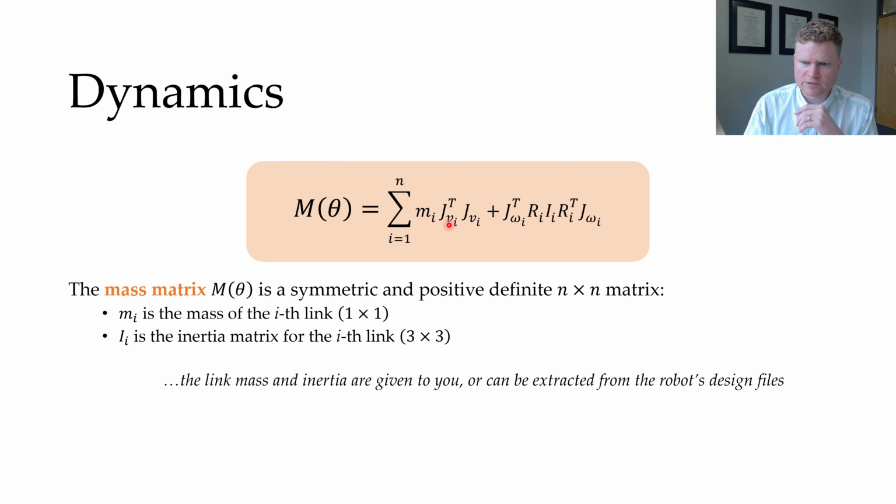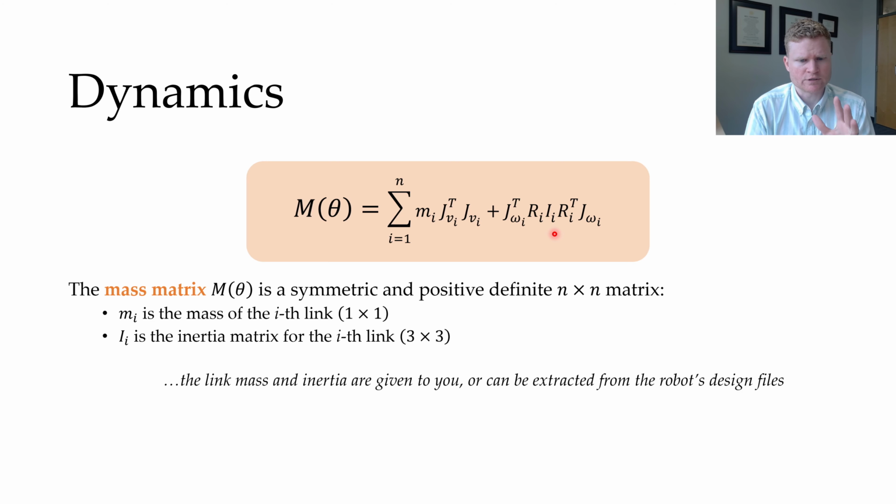Okay, now let's look at some of these terms on the right. There are a couple that are pretty straightforward, and that includes just the mass. So m_i, that's going to be the mass of the ith link. So if I'm looking at link 1, m_1 would just be the mass of that link. And that's a scalar, just a 1 by 1. The other term that's a little bit easy is this inertia matrix I subscript i. So this will be a 3 by 3 matrix telling me about the inertia for the x, y, and z axes.